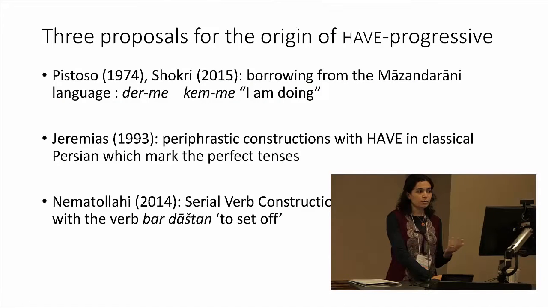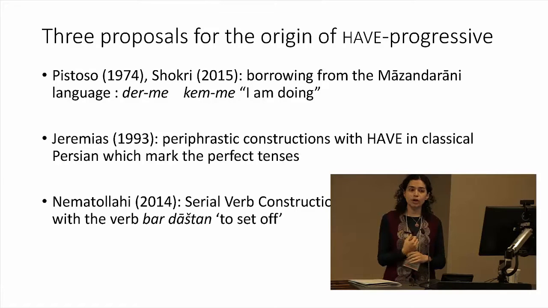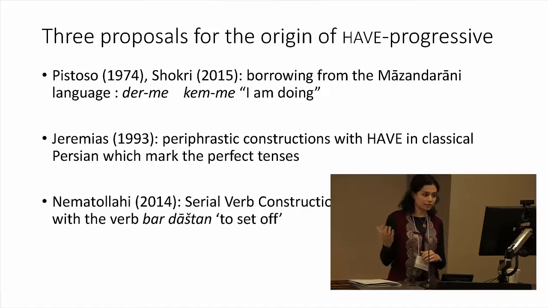3 proposals for the origin of have progressives have been made. One of them is Pistoso 1974 and Shokri 2015. They say that this form was borrowed from a northern language in Iran. This northern language is called Mazandarani, and they say that in Mazandarani we have a form like derme, keme, I am doing, and they say that this has been borrowed into standard variety of Persian through Mazandarani, this northern dialect.